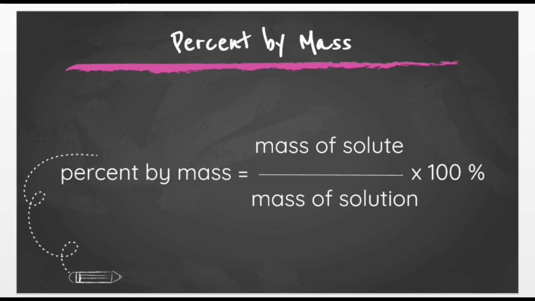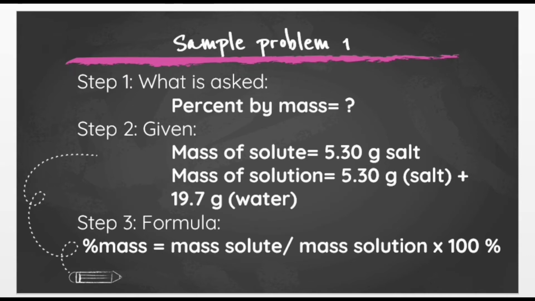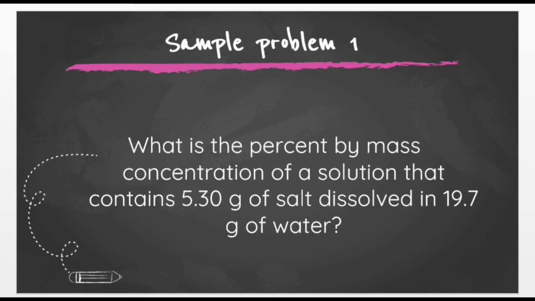Let's have sample problem 1. What is the percent by mass concentration of a solution that contains 5.30 grams of salt dissolved in 19.7 grams of water? So step 1, we're going to look for what is asked in the problem. So the question is the percent by mass.